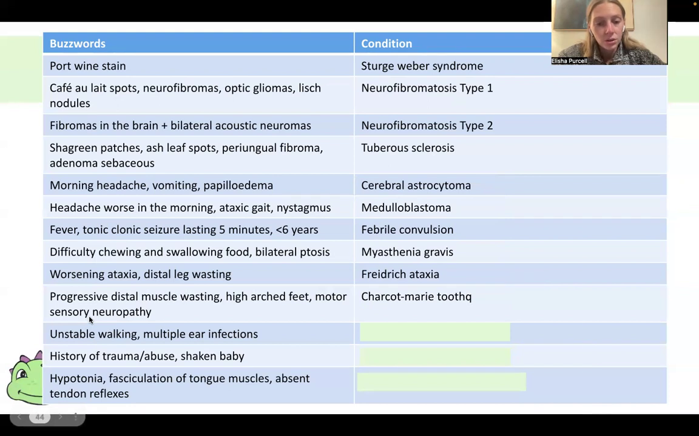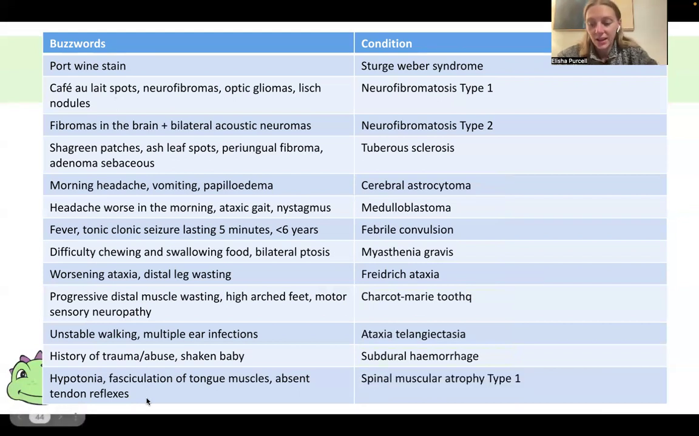Progressive distal muscle wasting, high arched feet, and motor sensory neuropathy is Charcot-Marie-Tooth. Next one, unstable walking, multiple ear infections: ataxia telangiectasia. History of trauma, abuse, shaken baby: subdural hemorrhage. And hypotonia, fasciculations of tongue muscles, absent tendon reflexes is your SMA.